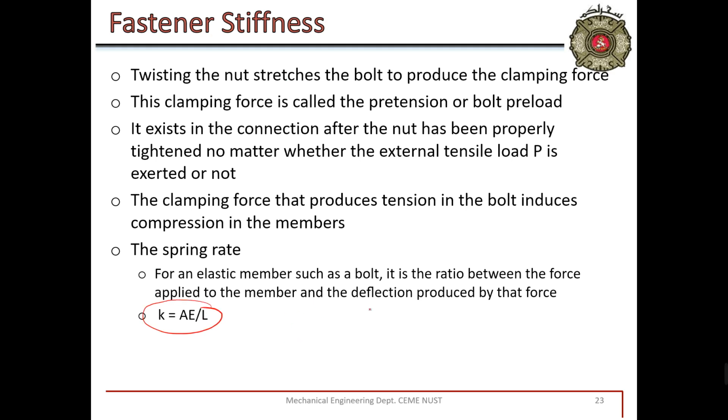How can we calculate it? Because we know that for an axial member we have the equation delta is equal to PL by AE, and we also know from the equation F is equal to K delta that delta is equal to F by K. Here F is equal to P, so K is equal to AE by L. For any axial member, any axially loaded member, this can be the stiffness.